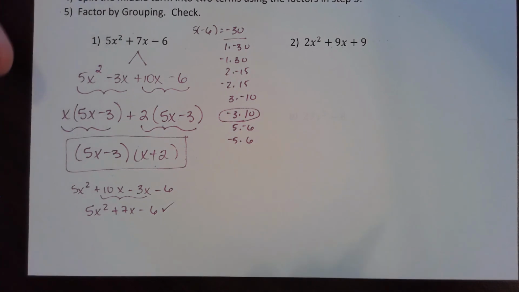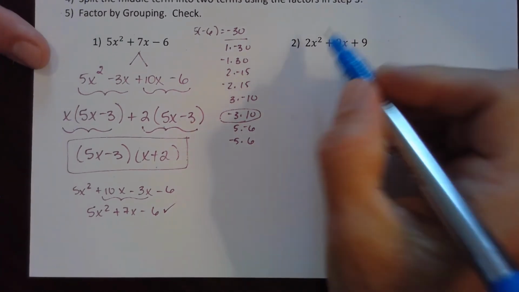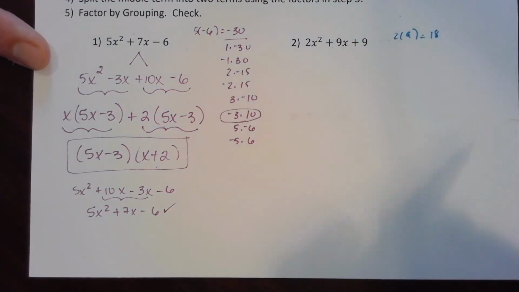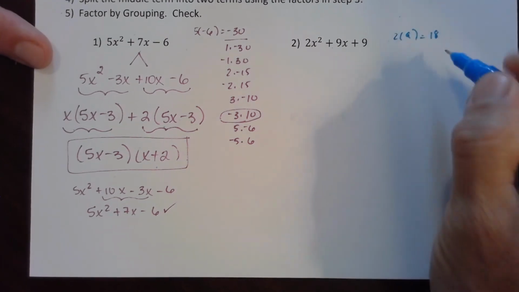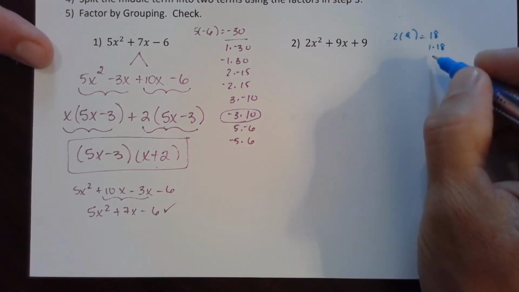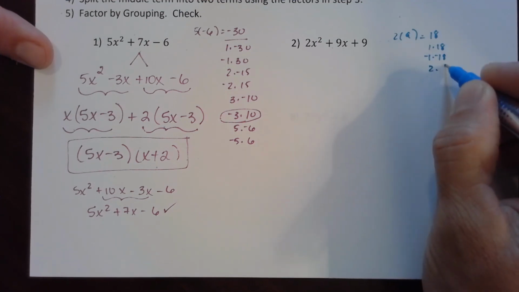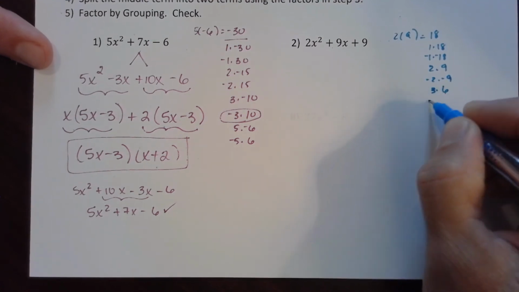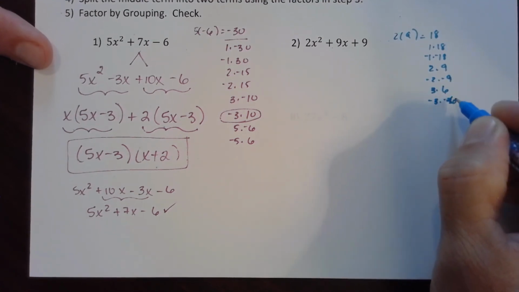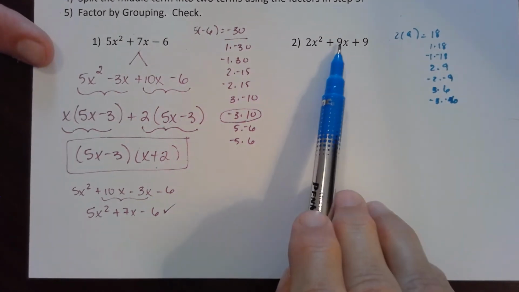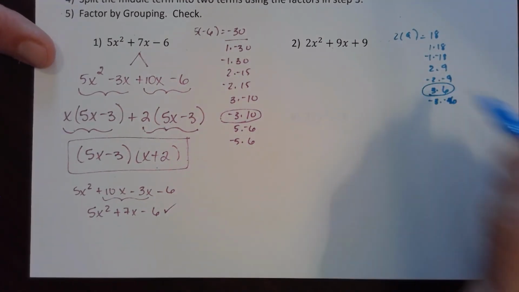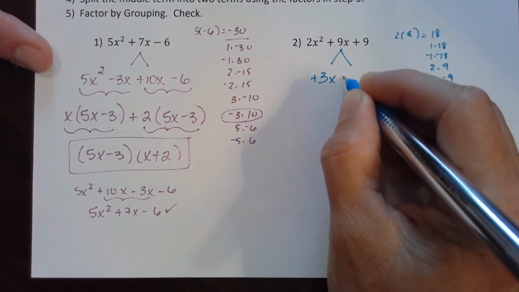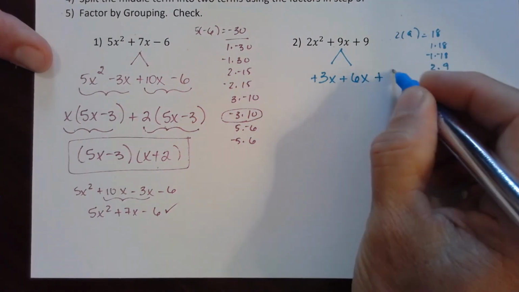Finally, we get to number 2. A is not 1, so we do the AC method. 2 times 9 is 18. We need factors of 18. So we have 1 times 18, -1 times -18, 2 times 9, -2 times -9, 3 times 6, -3 times -6. Alright, we want the pair that adds up to a +9. That would be these two. Split 9x into a +3x and a +6x. Bring down everything else.